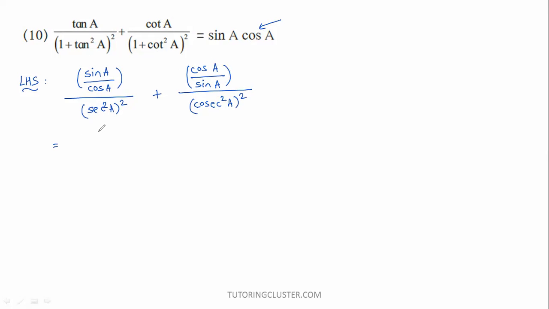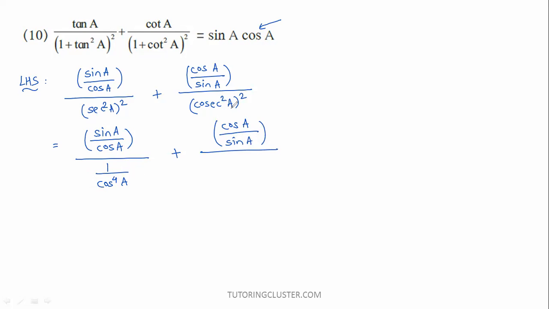Now see here, sine A upon cos of A. Now, what will be sec square A? 1 upon cos square A, and bracket square. So instead of this, can we change simply the power of cos? It will be cos to the power 4A plus, this is what? Cos A upon sine A. Okay. Now, cosec square A.